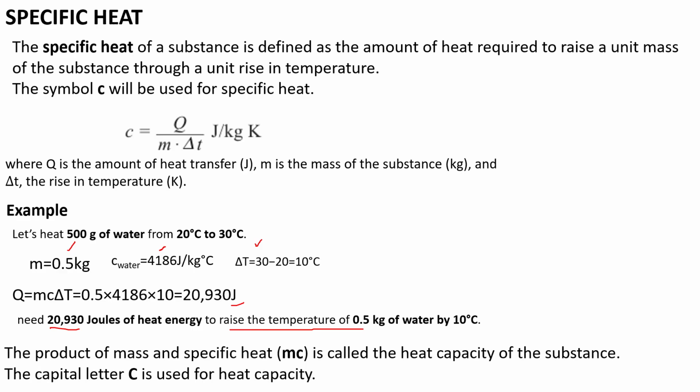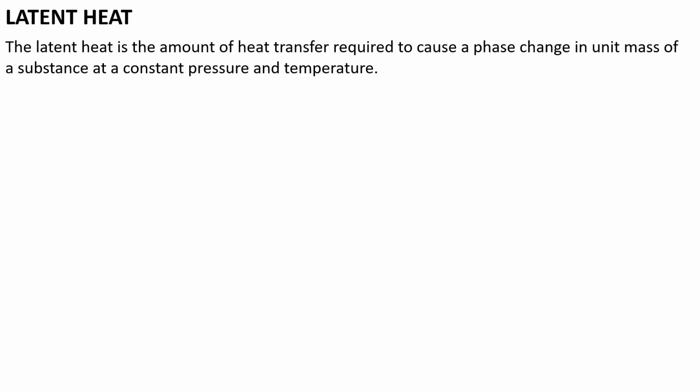The product of mass and specific heat, that is m into c, is called the heat capacity of the substance, and we represent it with capital letter C. So capital C is the heat capacity, which is equal to m c.